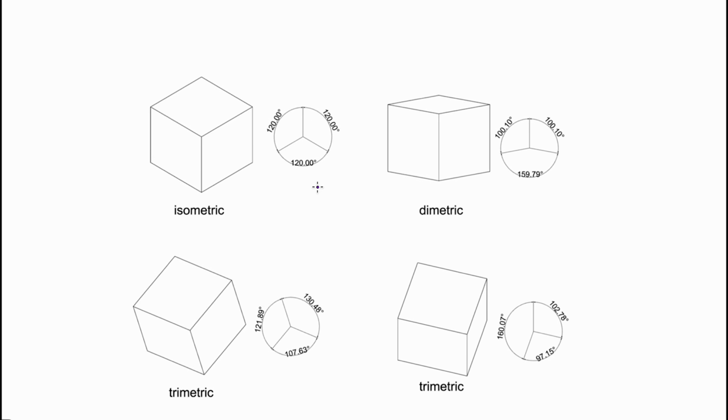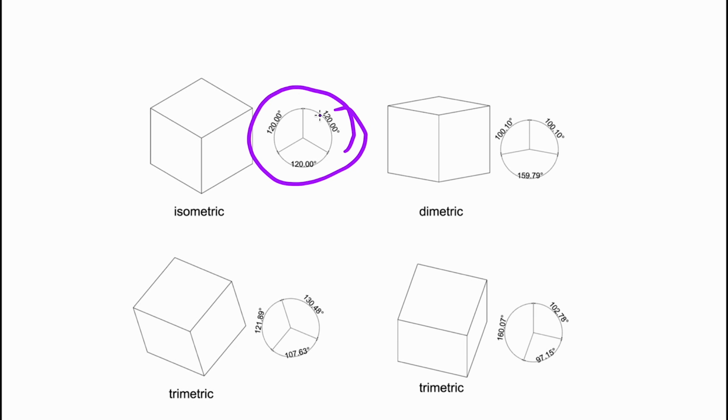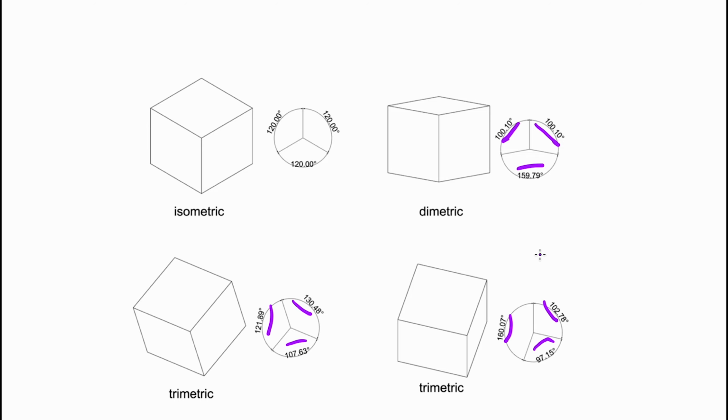In isometric projection, all of the angles of these projection axes are equal to each other. Since this is 360 total, this is 120, 120, and 120 degrees. But in dimetric projection, the two angles between the two axes are equal to each other, while the third one is different. And as you can probably guess, in the trimetric projection, all of these angles between the axes are different from each other. So there can be multiple types of trimetric projections with all kinds of different angles in between.